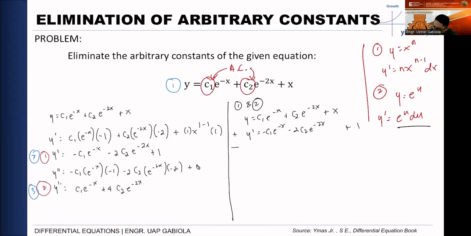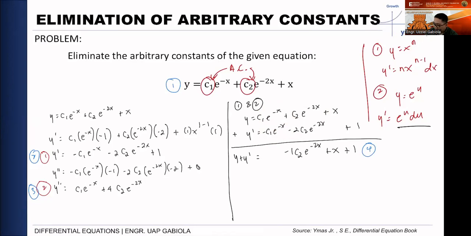Okay? So, ito magiging siyang y plus y prime is equals to ito, c1, positive siya, minus ito, that will be 0 na. Then, meron tayong c2 na may 1 dito, tapos negative 2 to. So, matitira is negative 1 c2 e negative 2x plus x plus 1. Bring down lang natin yan. And this equation is our equation number 4. Okay?